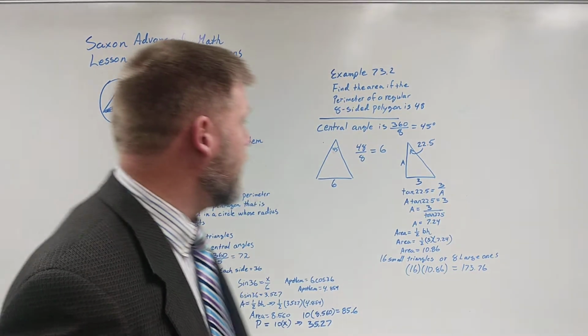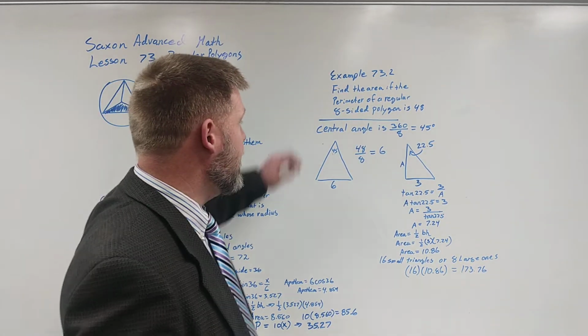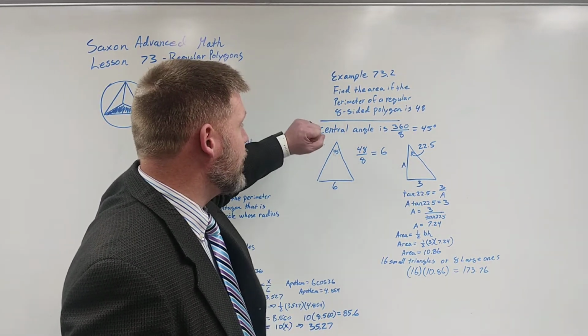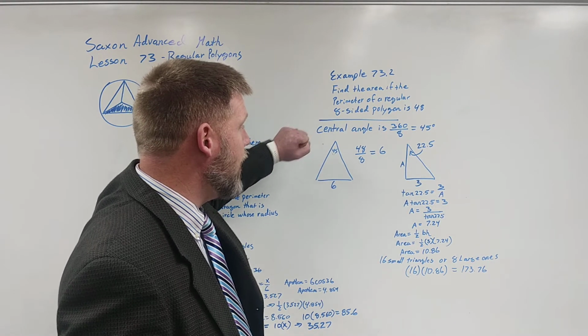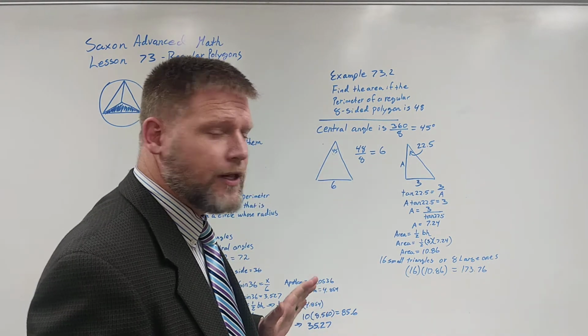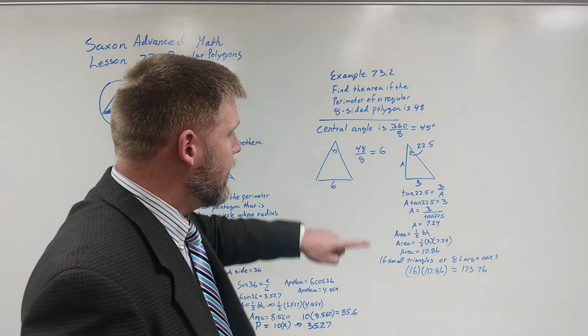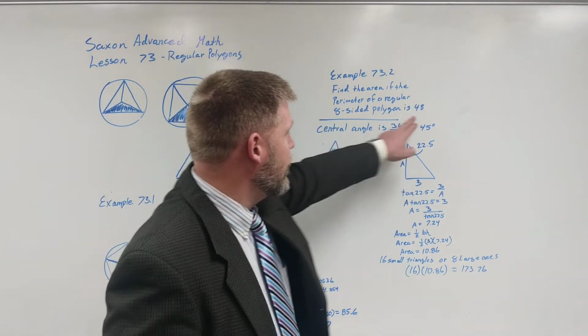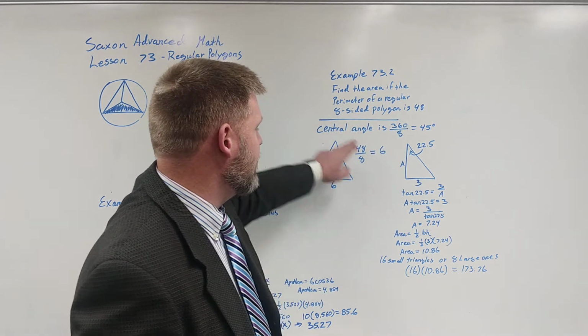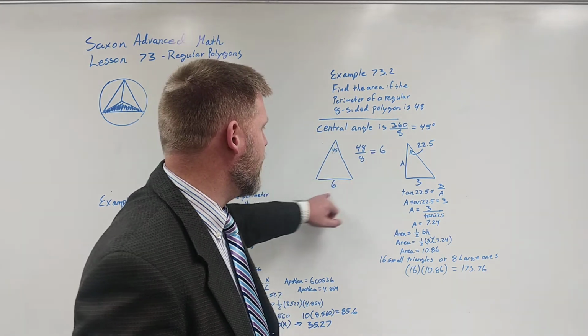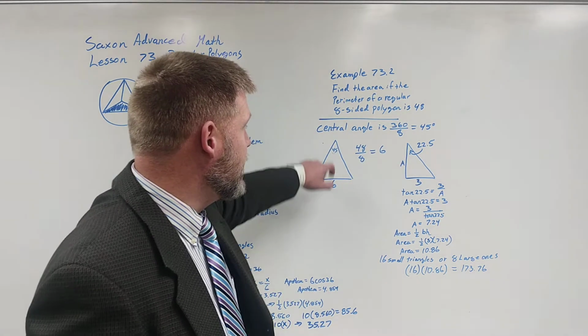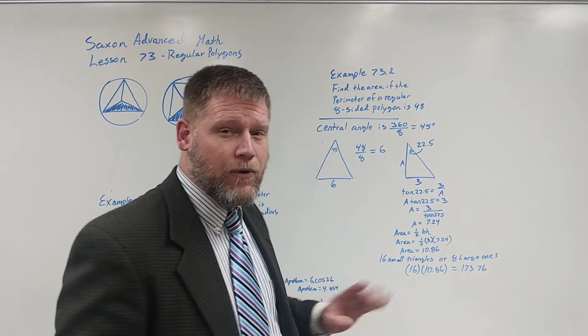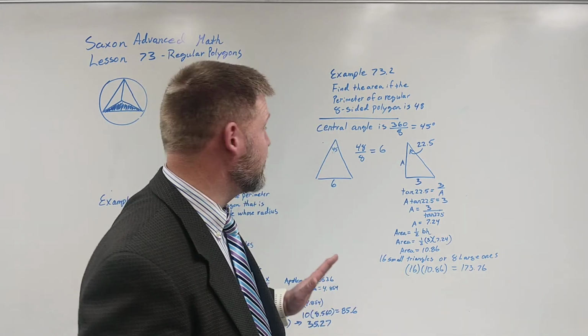Now, let's go ahead and look at example 73.2. Find the area if the perimeter of a regular 8-sided polygon is 48. Okay, so now we're going to realize that 48 is the perimeter. Well, 8 sides, so 48 divided by 8 gives me 6, so each one of them has a base of 6.